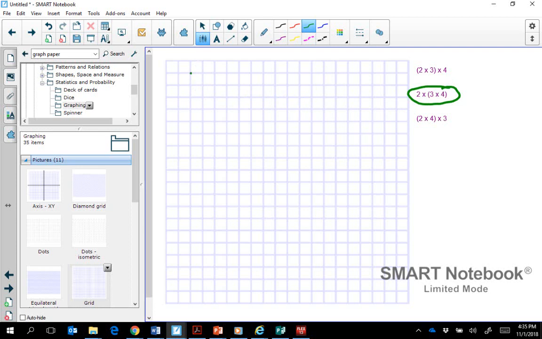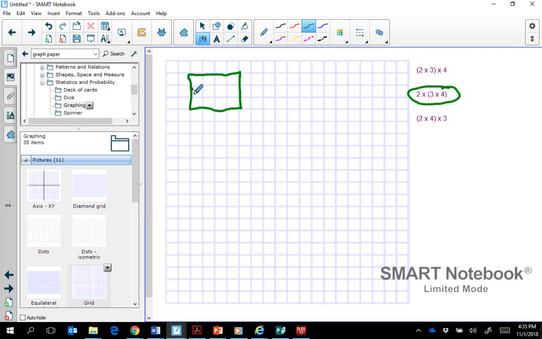So I see 3 groups of 4, so I'm going to do my 3 groups, and I'm going to make sure that there are 4 in each group. Okay, and I hope that your lines will be a lot straighter than mine. This is kind of hard doing on the computer, but we're going to get it done. Okay, so let's go back and erase and make that a little bit straighter. Okay, let's see. All right, that looks better.